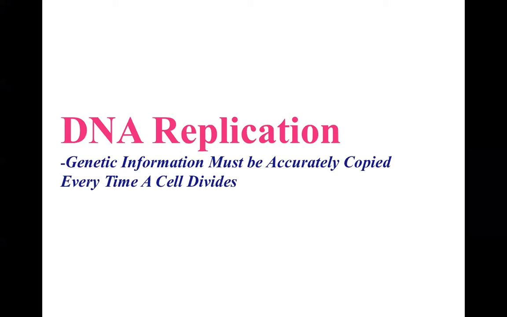Last class, we discussed DNA structure, the chemical composition of DNA, the function of DNA, and different types of DNA. There are six forms of DNA and their helical structures, and how the DNA structure was discovered. Today we will discuss DNA replication, that is, how a cell replicates its DNA or chromosome during cell division.